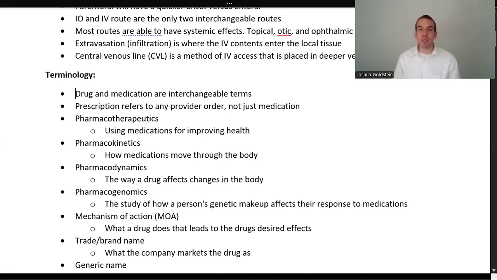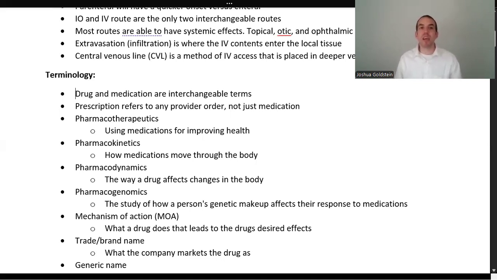I know in the outside world, we do count prescriptions as referring only to medications, and even more specifically, only to medications that are not available over the counter. We're going to talk more about that in a few minutes. Pharmacotherapeutics is where we use medications for improving our health. So we get therapy through pharmacology. Pharmacokinetics is how medications move through the body. Some medications will go much more in depth than others about how they move through the body. Again, we're going to keep this lecture to an RN level.